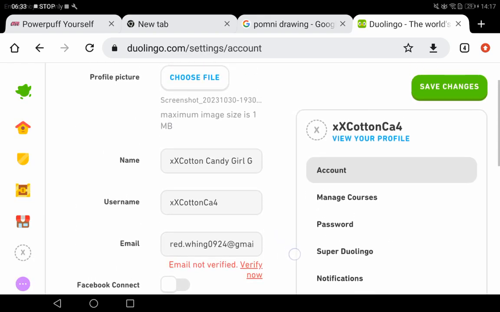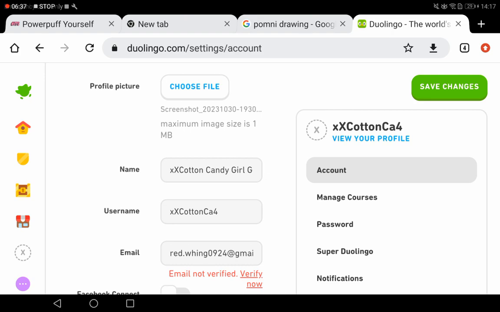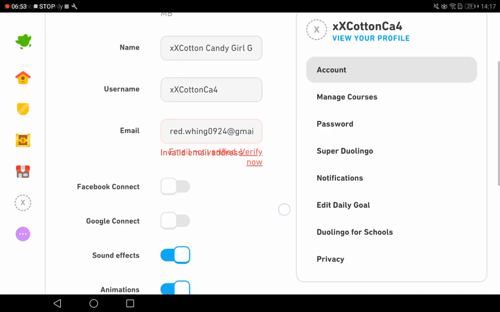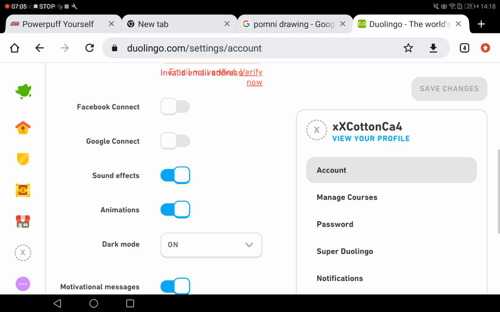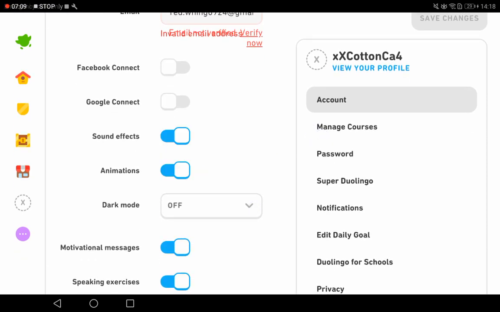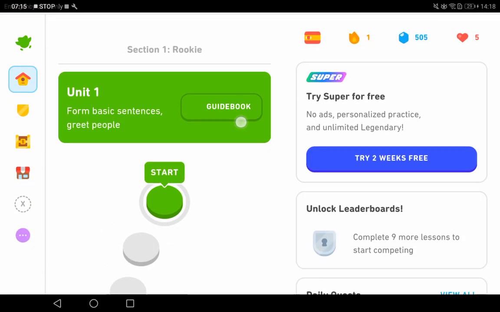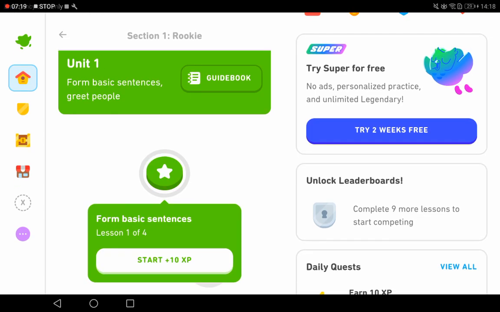Hey! Why is the username like that? It's supposed to be easy. Okay, now let's see changes. There's literally no dark mode. And what happened to the text? Oh, the off. Okay. Let's start this.